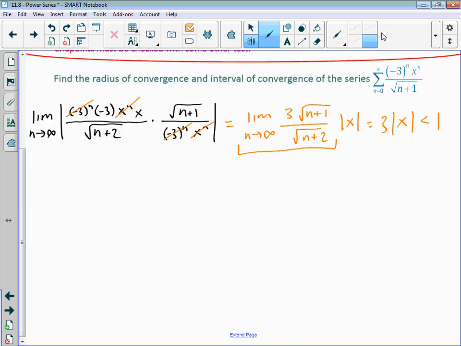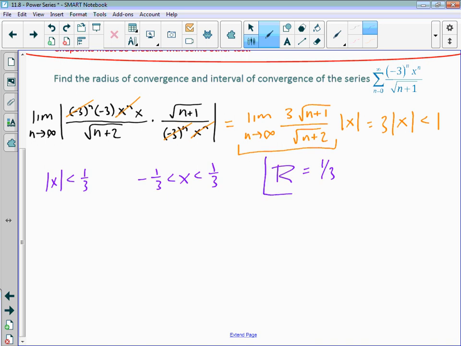Okay, so moving to our next step, I would want to get that absolute value of x by itself, so I would divide by 3. So now I have absolute value of x is less than 1/3. So that would mean x is between negative 1/3 and 1/3. So what is the radius of convergence? 1/3. Okay, which you can see here.